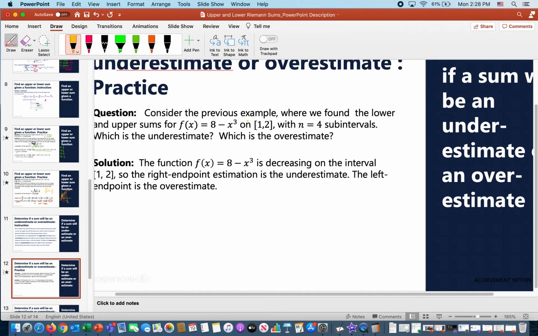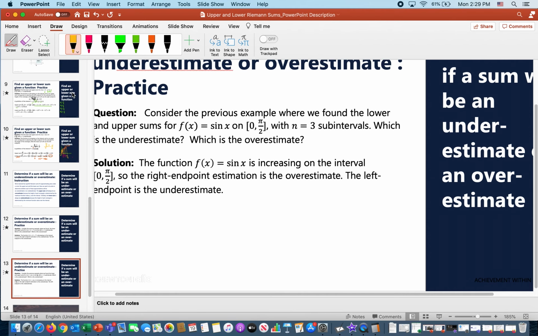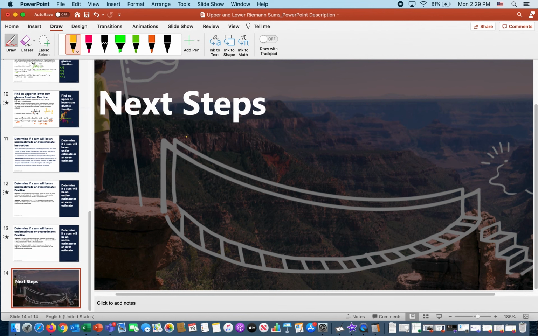It says, consider the previous example. We found the lower and upper sums with n equal 4 subintervals, which is the underestimate, which is the overestimate. So you can imagine the lower sum is going to be the underestimate, and the upper sum is the overestimate. So just keep those in mind as you're going throughout the homework here.